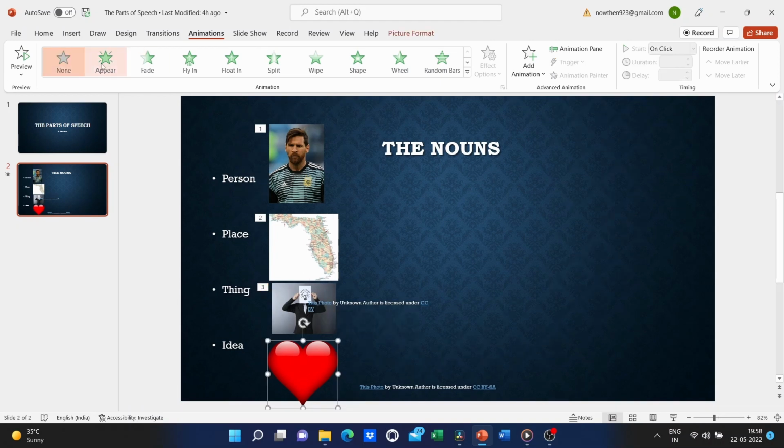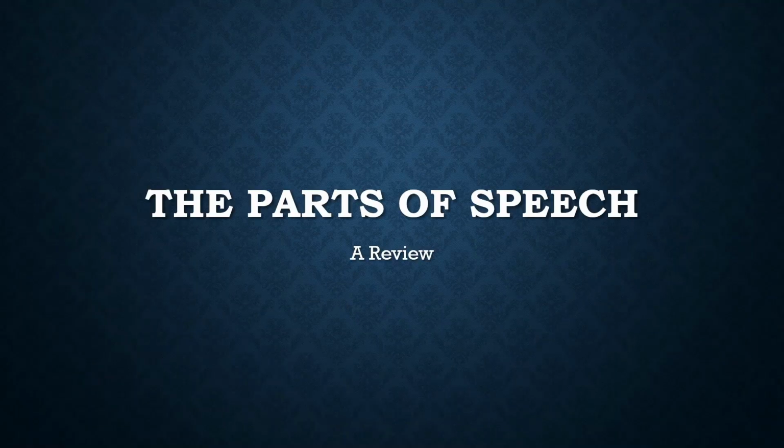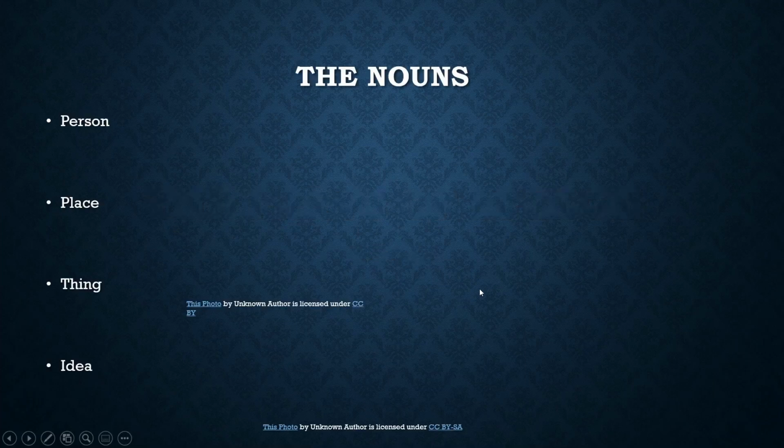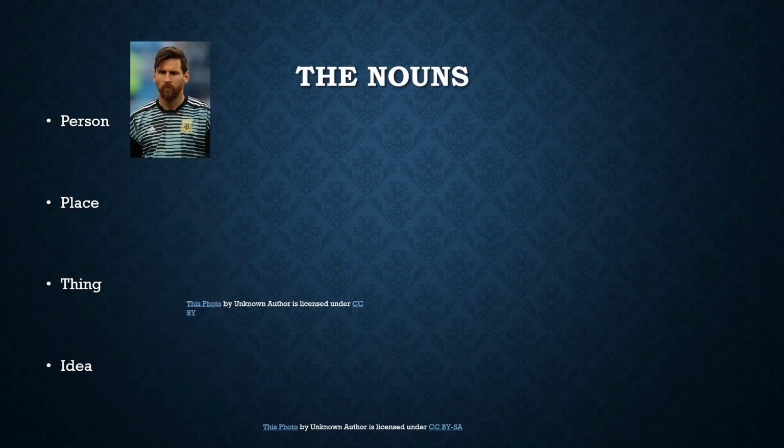Okay, so let's go back and try the whole presentation and see what it looks like. There's my title slide. There's my first content slide. Person, place, thing, idea. Every time I tap to advance the presentation, one of the pictures is pointed out with animations in addition to just adding the kind of animation.